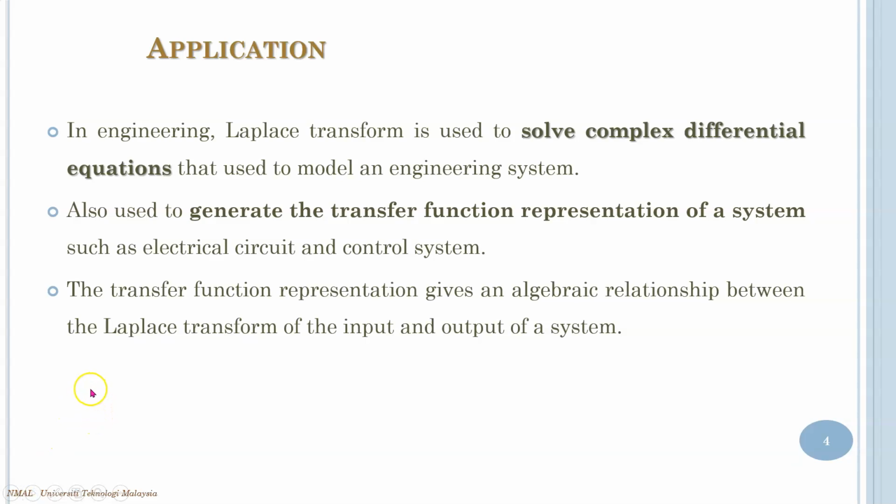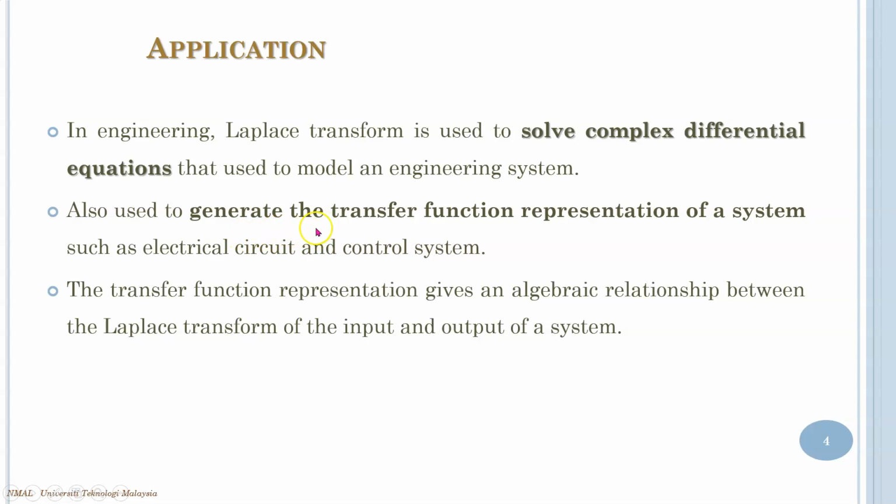And in terms of the application, there are several distinctions that we can see between the application of Laplace transform and Fourier transform. In engineering, Laplace transform is used to solve complex differential equations. Okay, so this is the keyword: solve complex differential equations that are used to model an engineering system. Laplace transform is also used to generate the transfer function representation of a system such as an electrical circuit and control system. So this is another keyword. So basically there are two important applications of Laplace transform as compared to Fourier transform: solve complex differential equations and also generate the transfer function representation of a system.